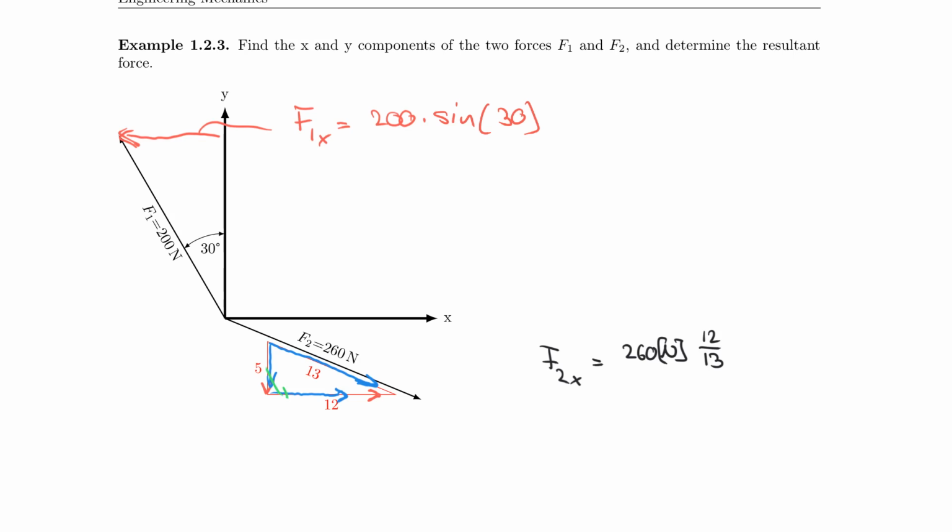which is absolutely correct, but it's a bad habit to form, right? So this is correct, but I would still stay away from it. In fact, I would say that F1x is equal to 200 times cosine of 90 plus 30, which of course numerically in this case is the same value. However, this method is much more foolproof and bulletproof when you deal with more complex systems later on.